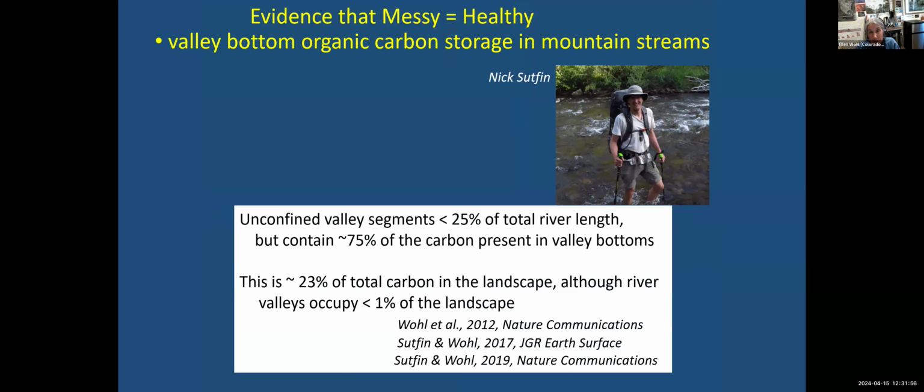So I'm going to just say healthy here means functional and providing some of the ecosystem services that we commonly desire. So evidence that spatial heterogeneity creates and maintains those. This was Nick Sutphin's PhD work. He was looking at organic carbon storage in downed wood and mostly in floodplain soils.